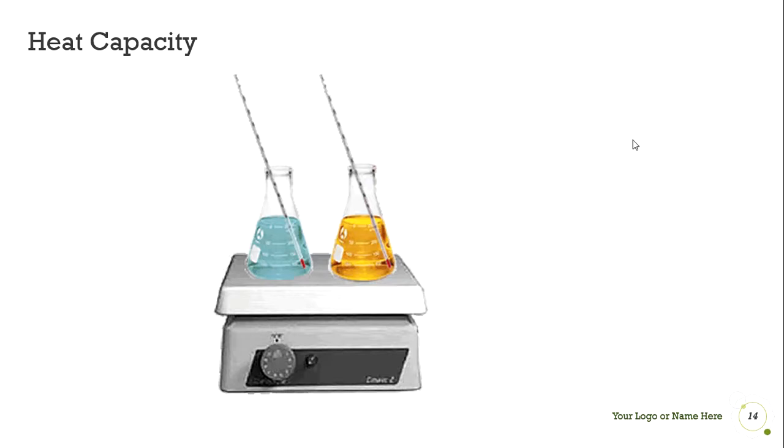Now we come to heat capacity. Not all materials change temperature at the same rate. For example, a gram of cooking oil warms faster than a gram of water with the same amount of heat. We say that oil has a lower capacity for heat than water.